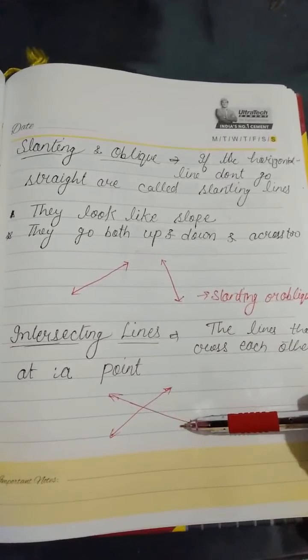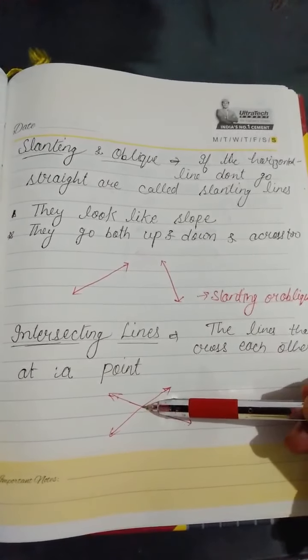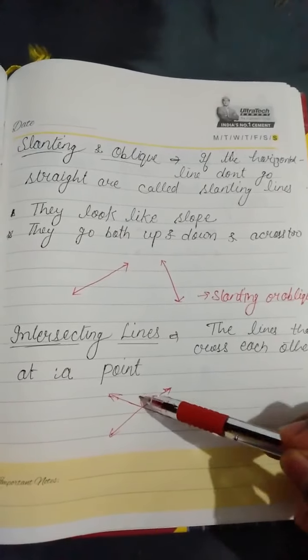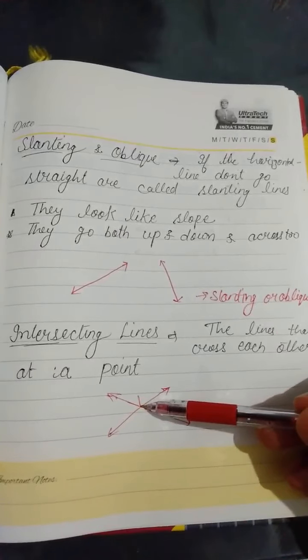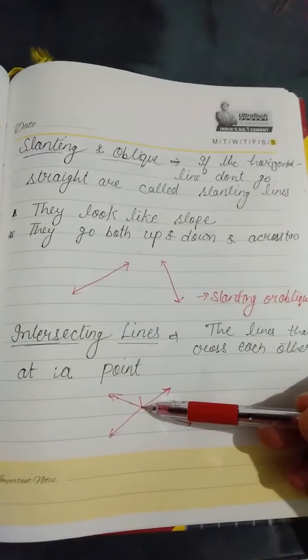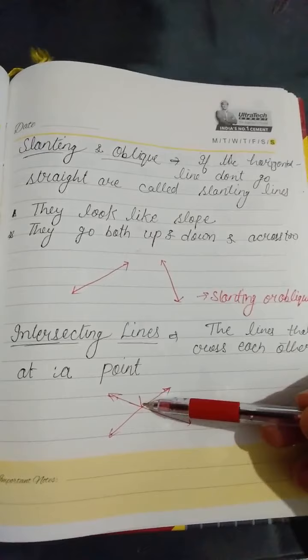Now intersecting line, the lines that cross each other at a point, like this, this line and this line crossing each other at a point, this point. So this point is called point of intersection, intersecting point. That means at any point if two lines are crossing each other, those lines are called intersecting lines.